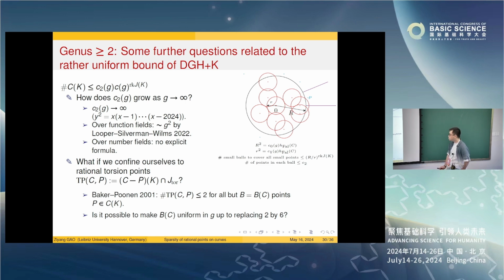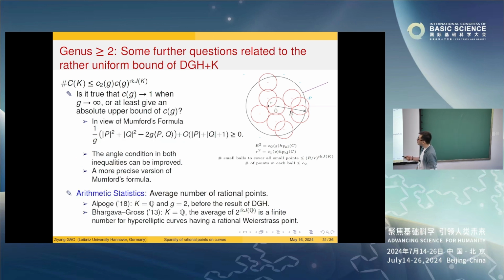And a natural question to ask is, can we make Baker and Poonen's result uniform? So is it possible to make this BC uniform in G, but maybe at the cost of replacing 2 by something larger? Okay, this is for the Manin-Mumford constant. And for the Vojta constant, we actually expect CG, the Vojta constant, to tend to 1 when G goes to infinity. Okay, I'll stop here.